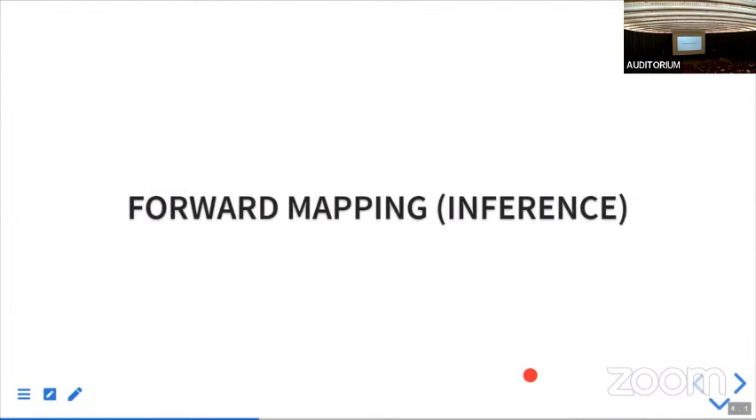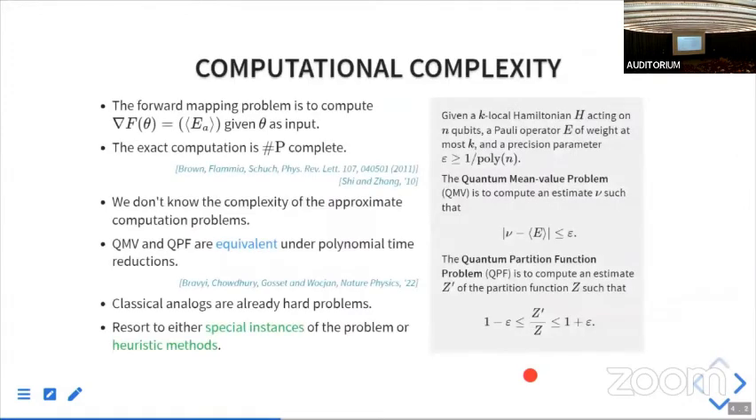So now we talk about the forward and backward mappings separately. The forward mapping is the inference part: given the model, what is the local information? The forward mapping is the gradient of F, and it's given by the average values of the operators. It's known to be a very hard problem. If you want to compute this exactly, it is sharp-P complete, as shown in these two papers. They didn't show exactly this problem, but a related problem that we know is equivalent. So exact computation is very hard.